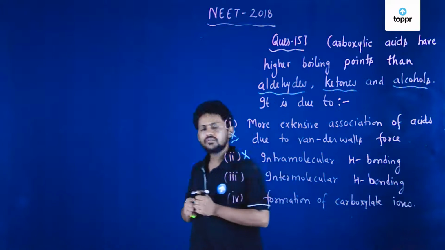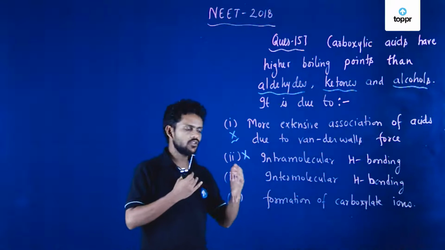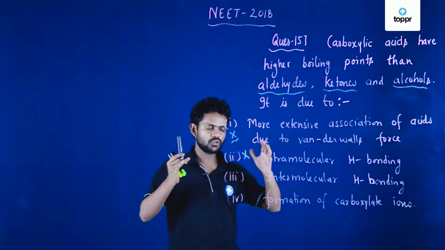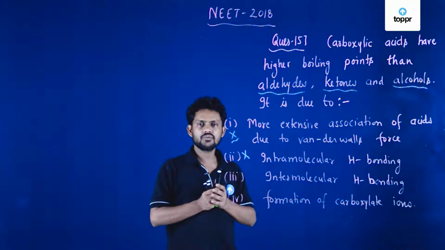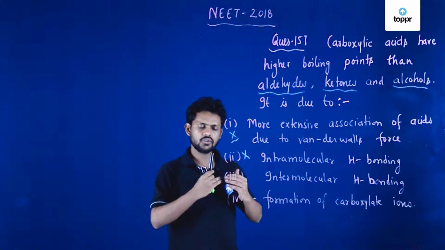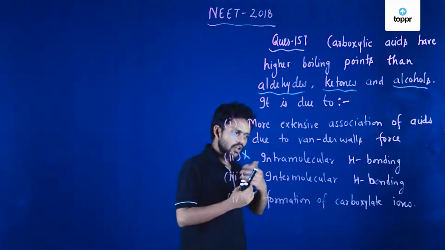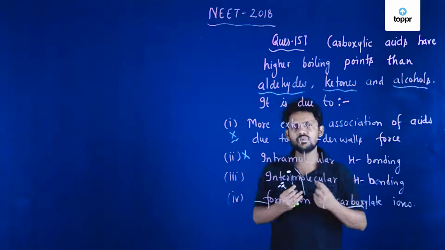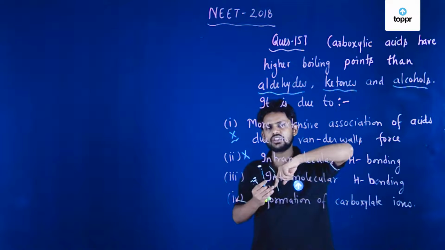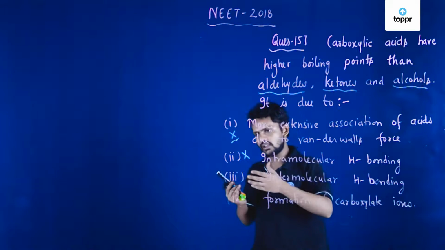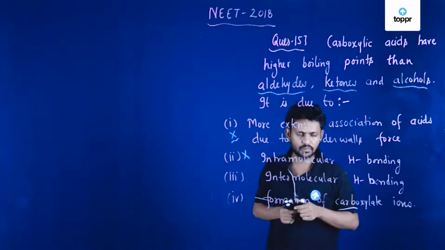Intermolecular hydrogen bonding is one reason which increases the boiling point, because intermolecular means hydrogen bonding between two different molecules. If two molecules are attached together with the help of hydrogen bonding, one molecule in the solution phase will try to attract the other molecule, and the boiling point will simply increase. Sending one molecule to the gas phase means it will have to overcome the force of attraction, the force of this hydrogen bonding that the other molecule is exerting on it. So intermolecular hydrogen bonding may be one of the reasons.